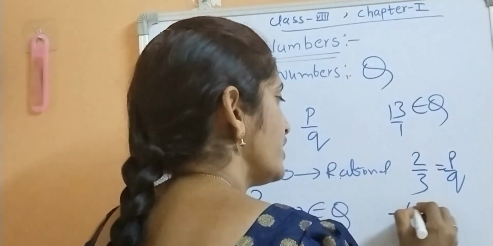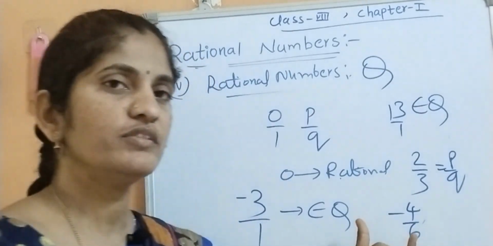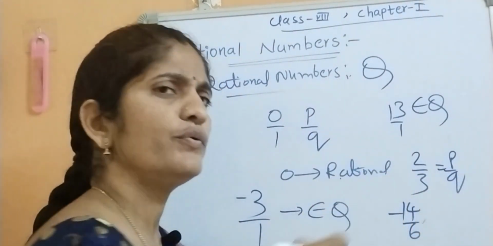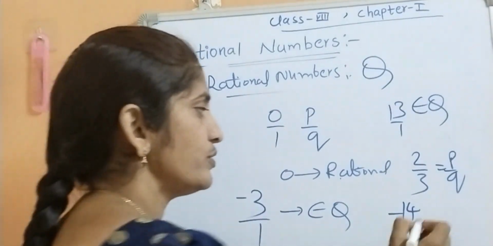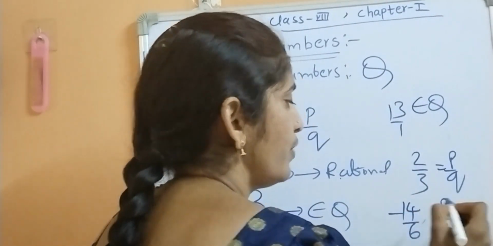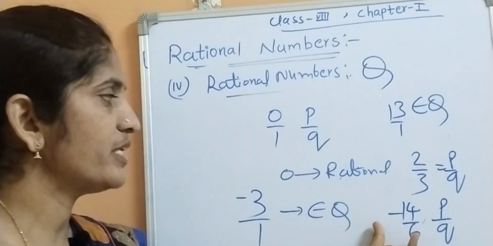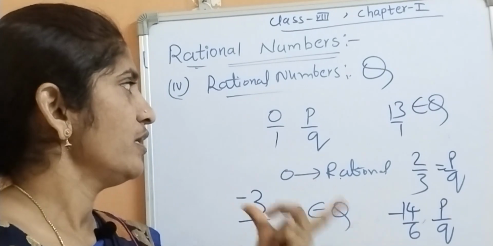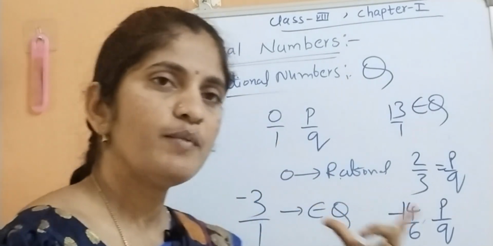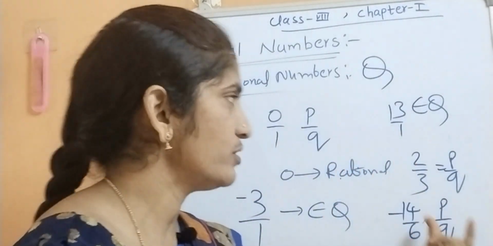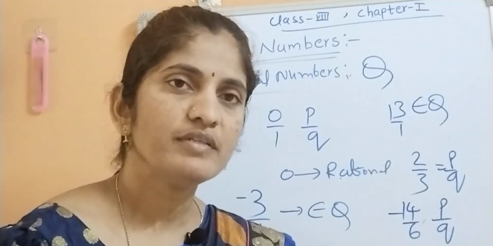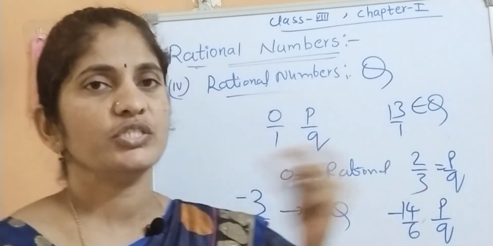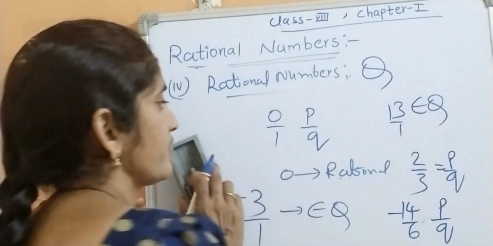If we write minus 14 by 6, tell me, is this a rational number or not? You can take any number. This is in the form of P by Q, so we can say that minus 14 by 6 is a rational number. That is, whole numbers, fractional numbers, negative numbers, positive numbers, all these are called the rational number system.